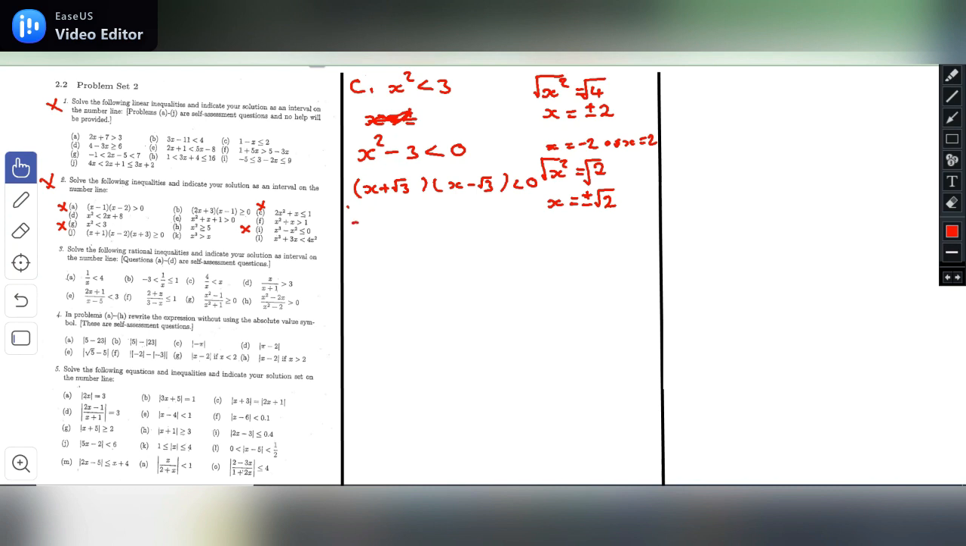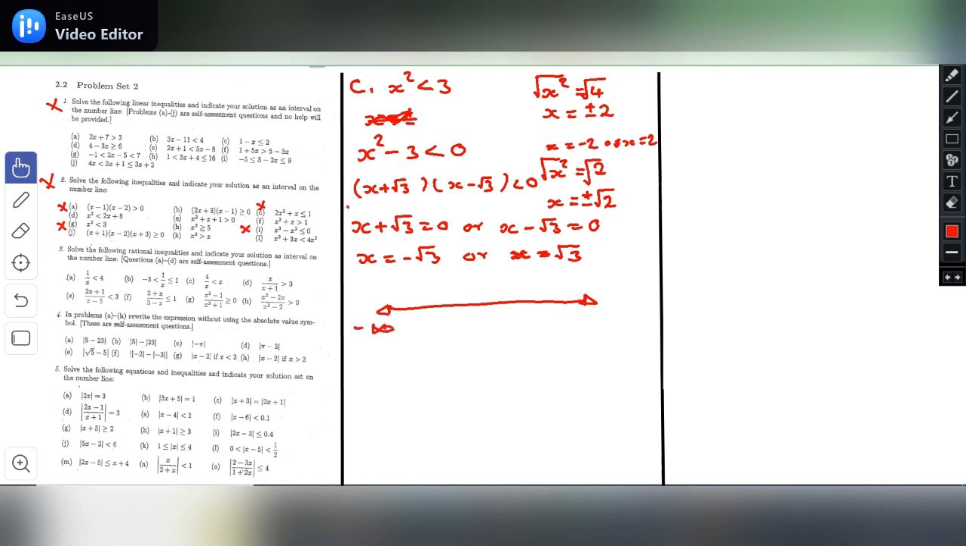So the values that we are going to equate are x plus square root of 3 equals 0, or x minus square root of 3 equals 0. Therefore, x is equal to negative square root of 3, or x is equal to the square root of 3, right? This is what we are going to have. Then after finding these values, what do we do? We put them on the number line.